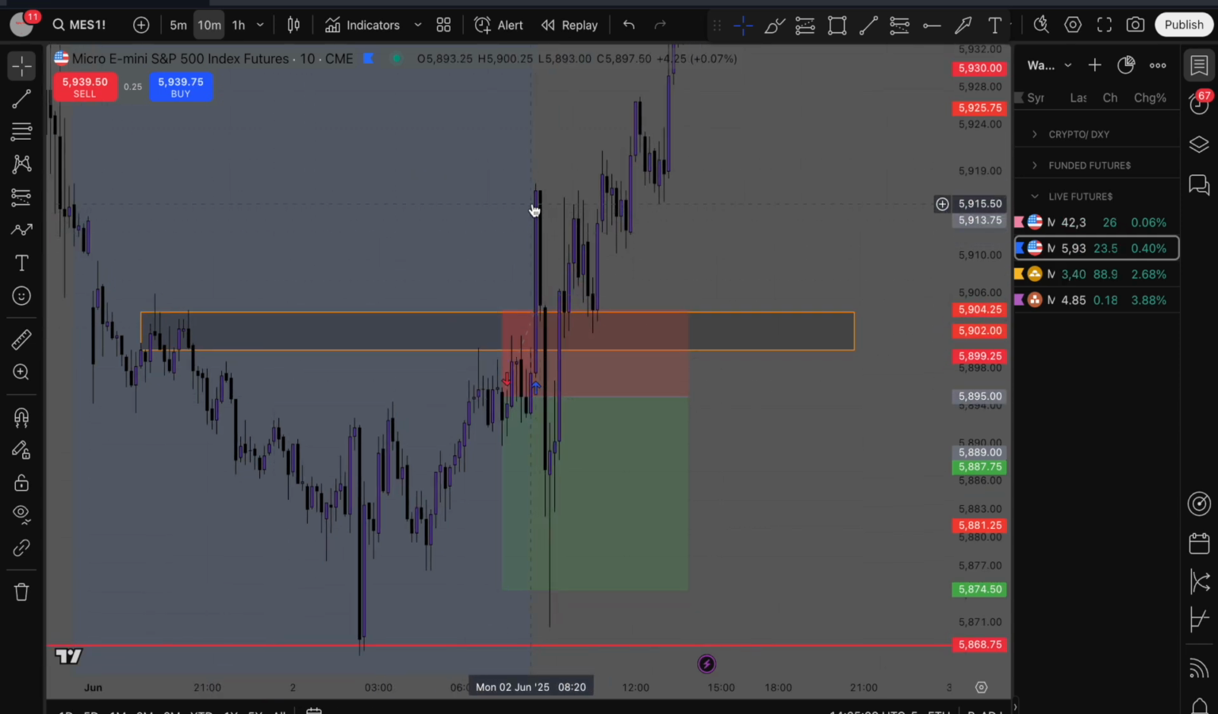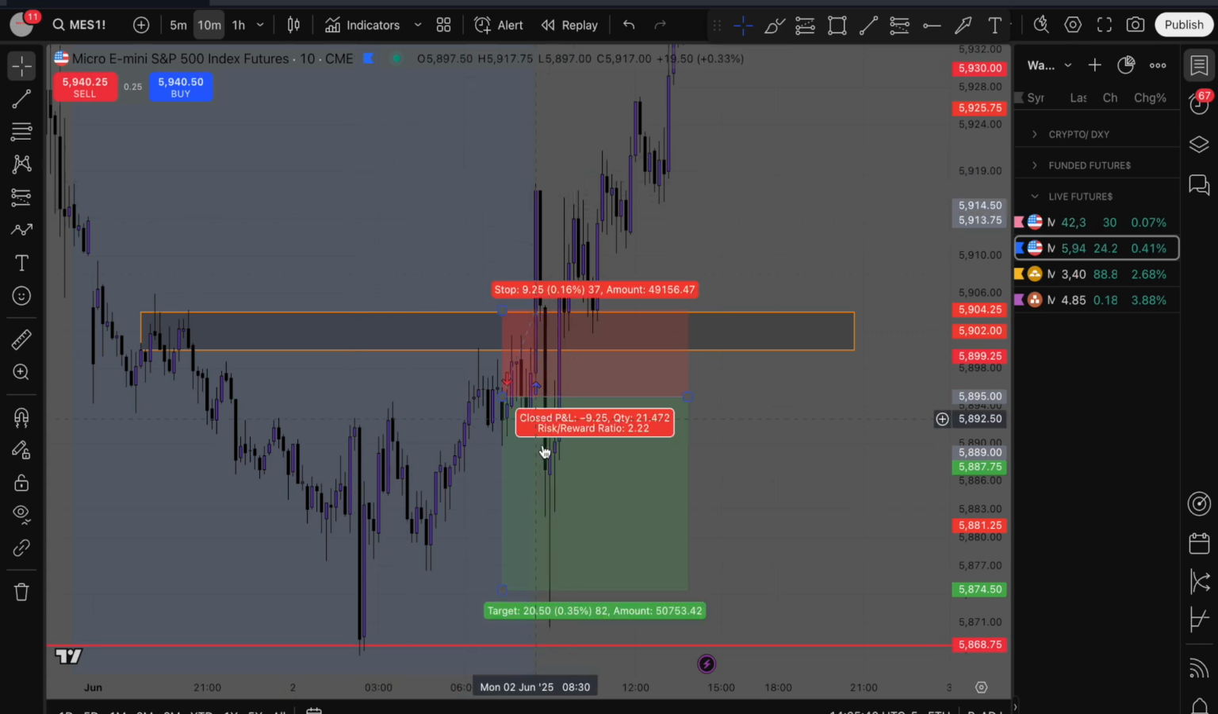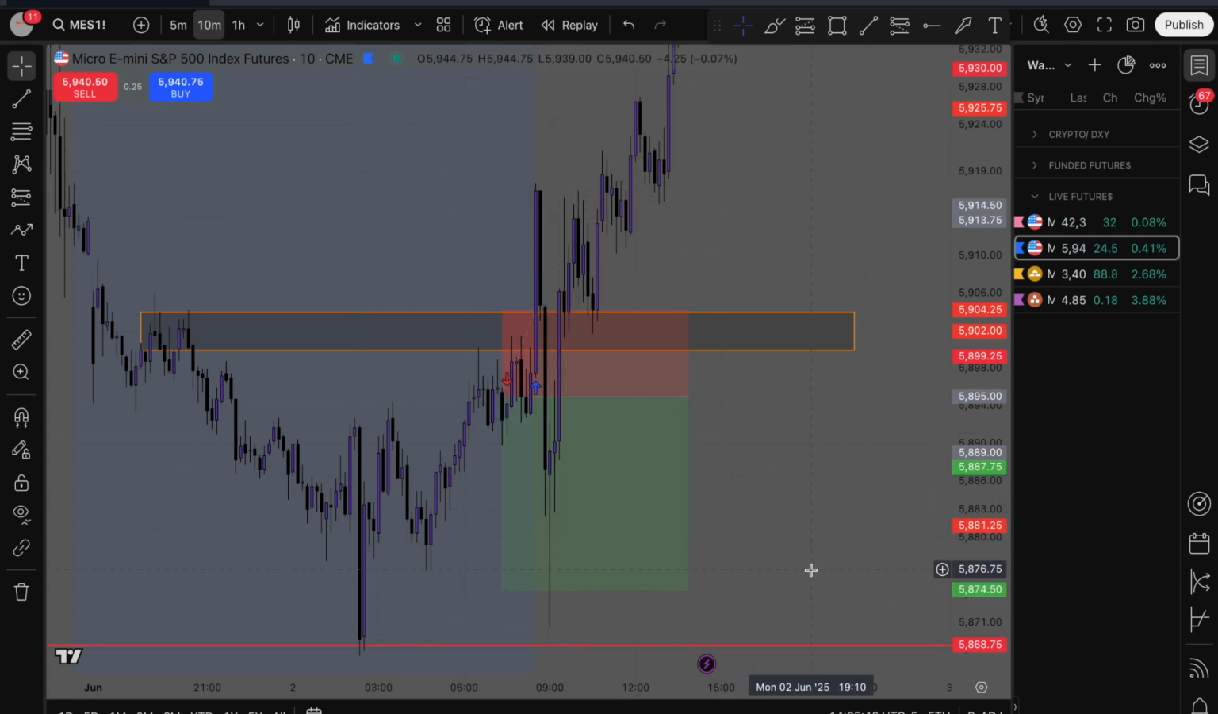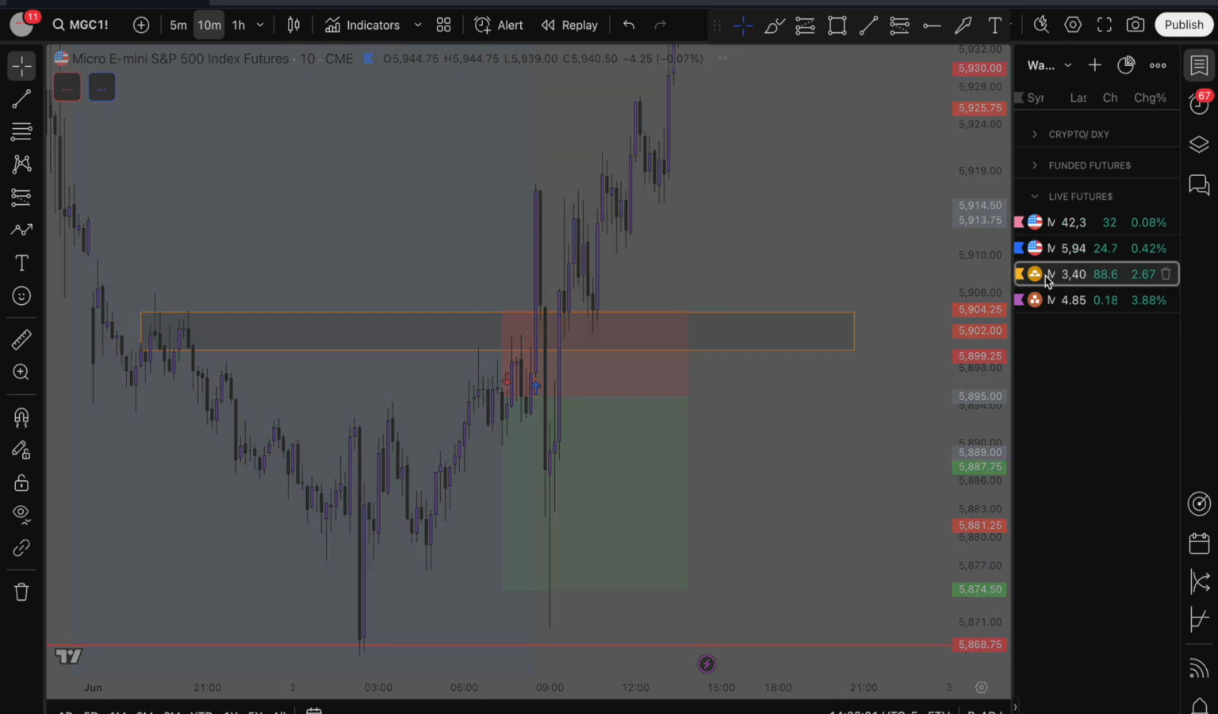So it stopped me out completely, went up to the supply area to tap into it, and then it immediately dropped to my TP. And that was that trade. I lost $143 on that trade. I wasn't mad or anything. I was actually focused. Sometimes you come in the market, you may take a small L, but that L prepared me for this big W on gold.